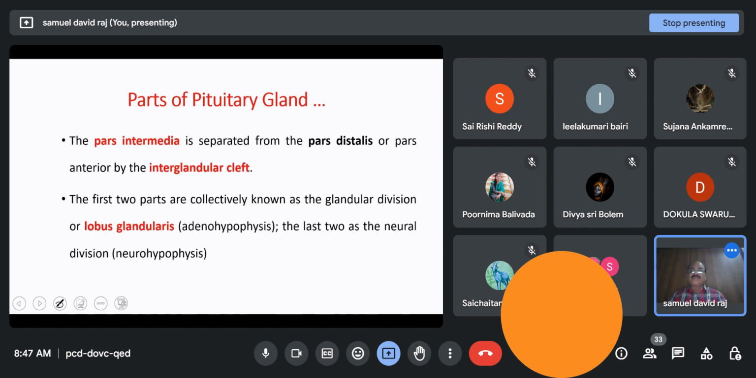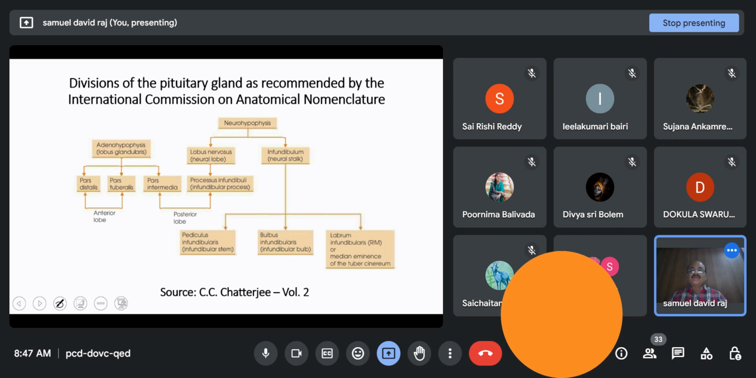Okay. Now, the divisions of the pituitary gland are recommended by the International Commission on Anatomical Nomenclature. According to this, these are the actual subdivisions of the pituitary gland according to the scientific community. So it is divided into two parts: adenohypophysis and neurohypophysis. Adenohypophysis is also called lobus glandularis.